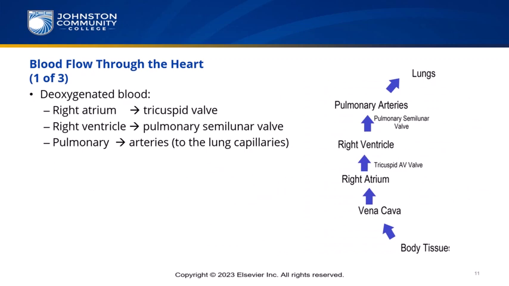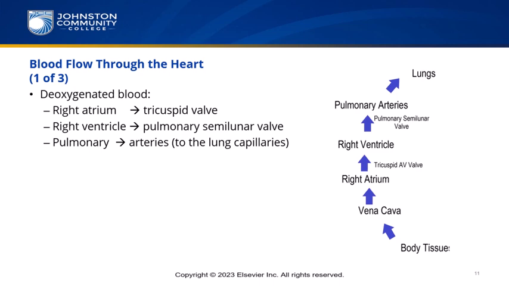Now that we got some of that anatomy out of the way, let's look at the blood flow through the heart. Deoxygenated blood is returned to the heart through the superior and inferior vena cava to the right atrium. Remember, that's the top portion, that smaller portion. When the right atrium contracts, the blood passes through the tricuspid valve into the right ventricle. That's the right lower portion.